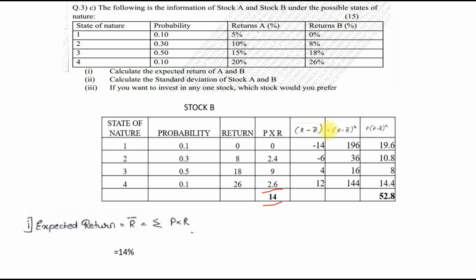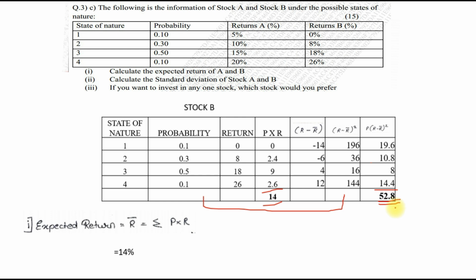Next, we need R minus R bar. So 0 minus 14, 8 minus 14, 18 minus 14 and 26 minus 14, we'll get R minus R bar. Next is the square of that: negative 14 square, negative 6 square, 4 square, 12 square. And last, probability multiplied by R minus R bar the whole square. When you multiply, we get the new values as 19.6, 10.8, 8, 14.4. When you total up, we get 52.8. That is our total variance.